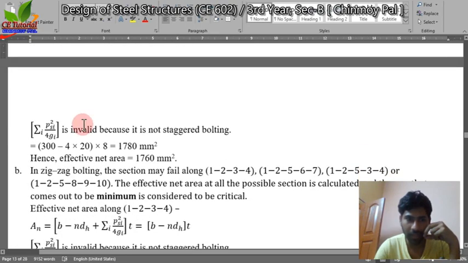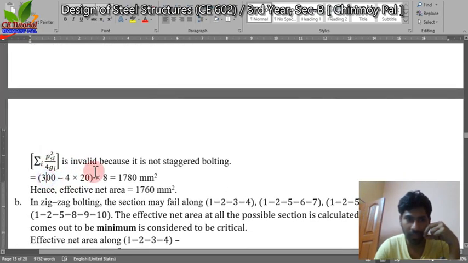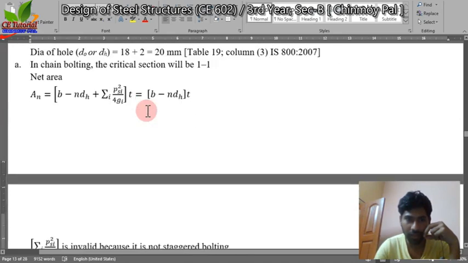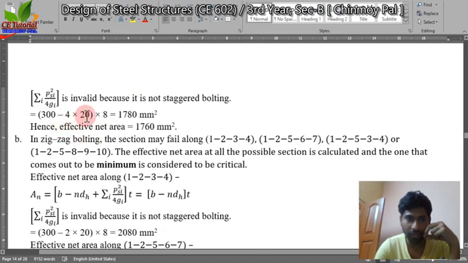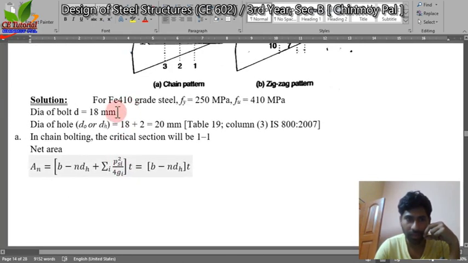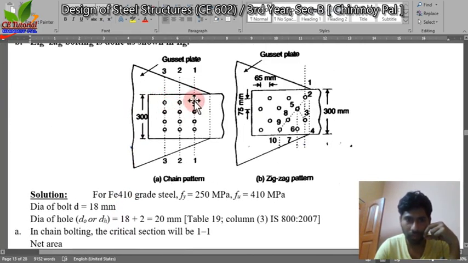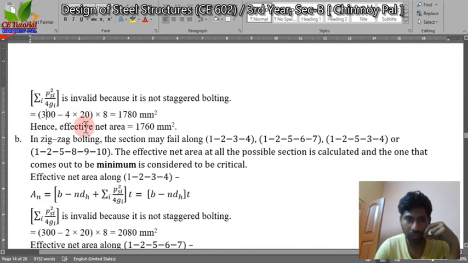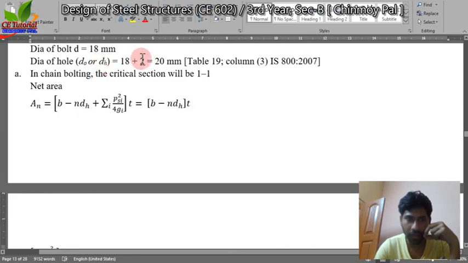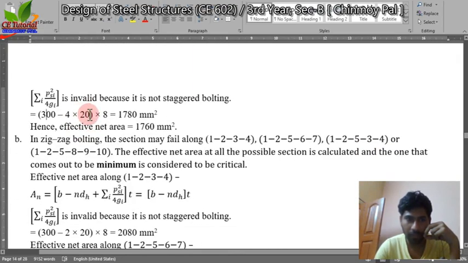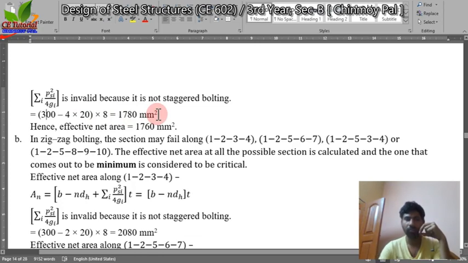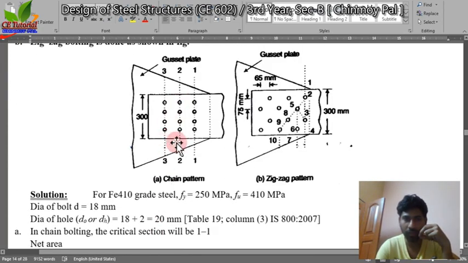So B minus n dh, B is 300, the total width, minus n into dh. n is the number of bolts: 1, 2, 3, 4, so 4. dh is 20. So 4 into 20 into thickness t. This is 1780 millimeter square. This is the effective net area for case 1.